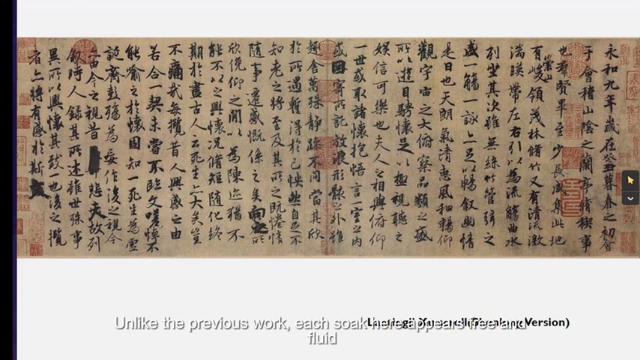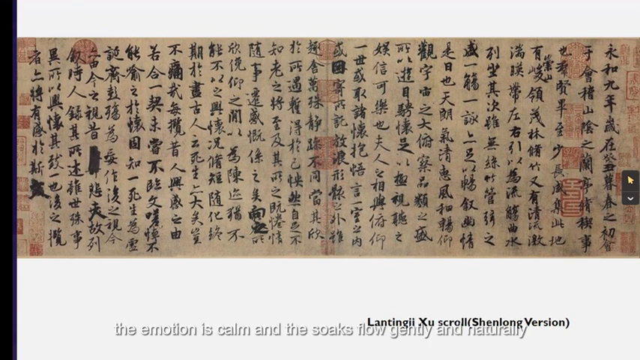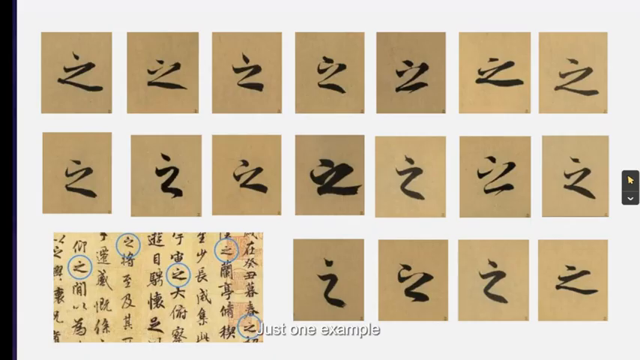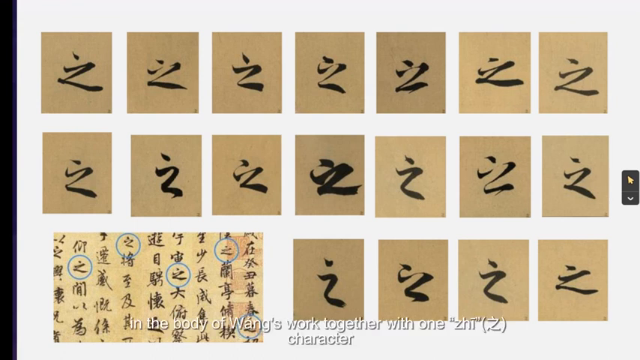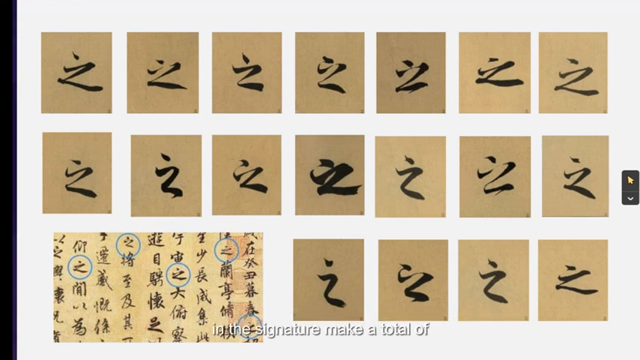Unlike the previous work, each stroke here appears free and fluid. The emotion is calm and the strokes flow gently and naturally. Just one example, the 20 zhi characters that appear in the body of the work, together with the one zhi character in the signature, make a total of 21 zhi characters, each with a different form and aesthetic, none of which are identical, all written in different ways.